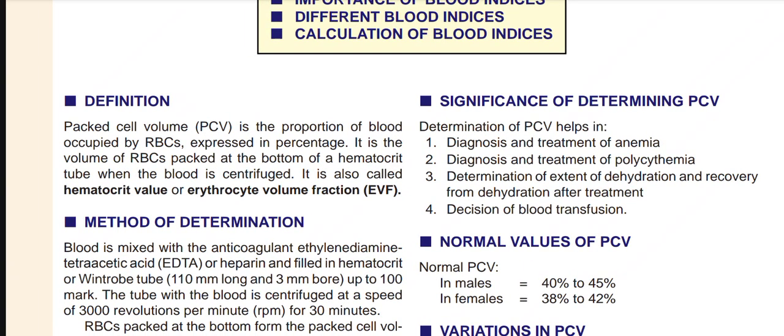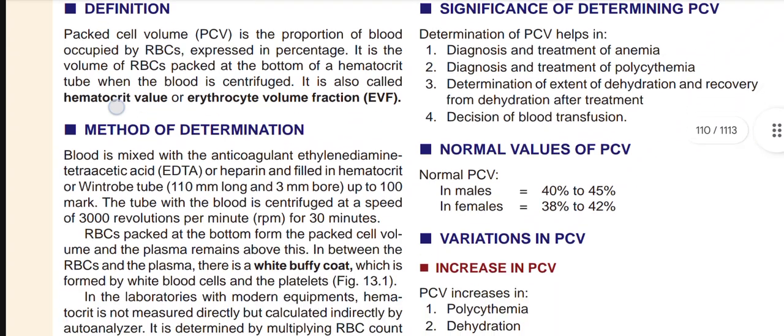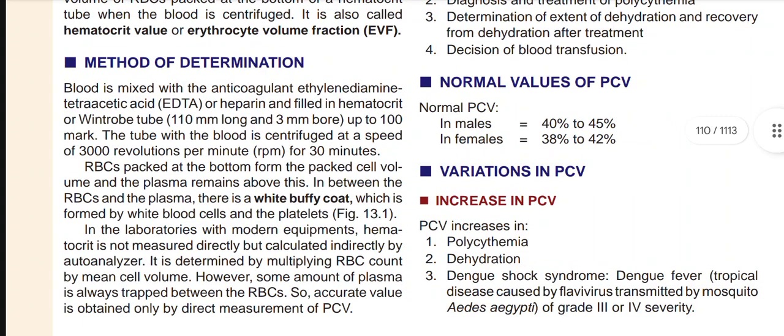Determination of packed cell volume helps in diagnosis and treatment of anemia, diagnosis and treatment of polycythemia, determination of extent of dehydration, and recovery from dehydration after treatment. Then number 4, it is decision of blood transfusion. Now the normal values of packed cell volume. A normal packed cell volume in case of male is 40 to 45%, and in case of female it is 38 to 42%.